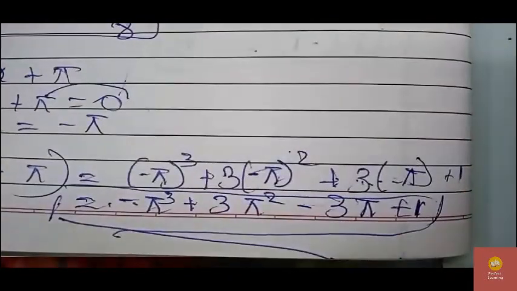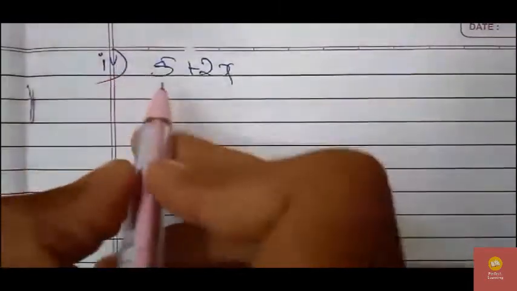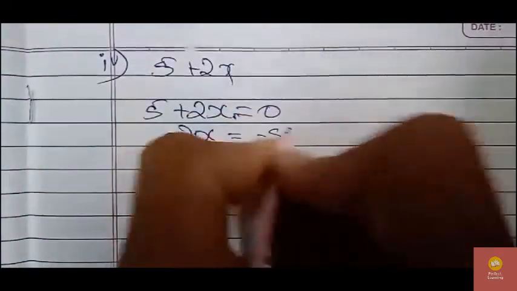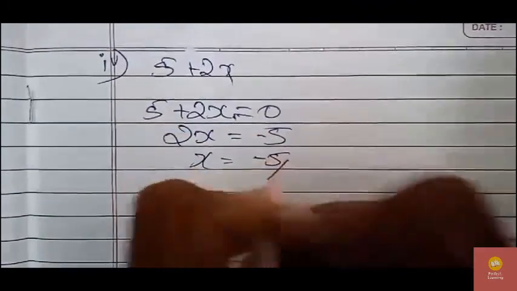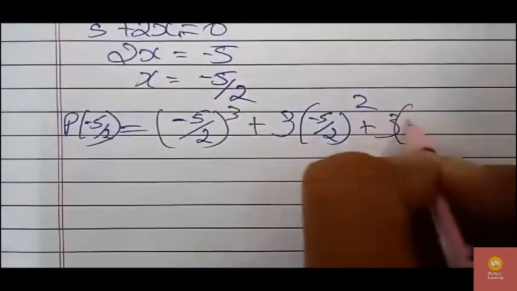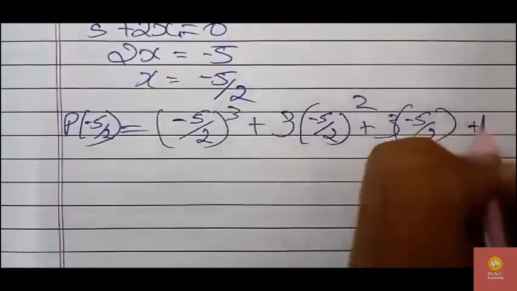The next problem is 5 plus 2x. Now we have to find the value of x when 5 plus 2x is equal to 0, so 2x is equal to minus 5, x is equal to minus 5 divided by 2. We got the value of x. Further solving, p of minus 5 by 2 is equal to minus 5 by 2 cube plus 3 into minus 5 by 2 square plus 3 into minus 5 by 2 and plus 1.